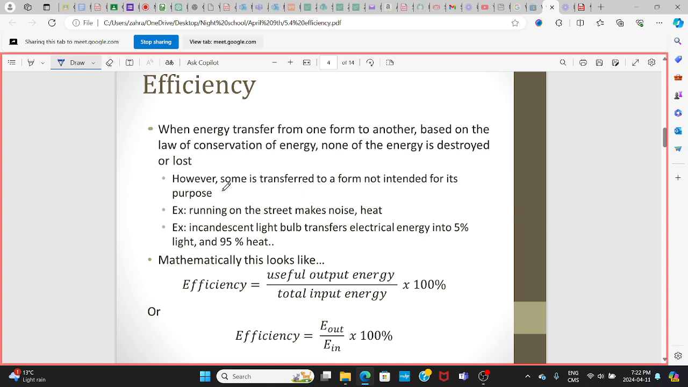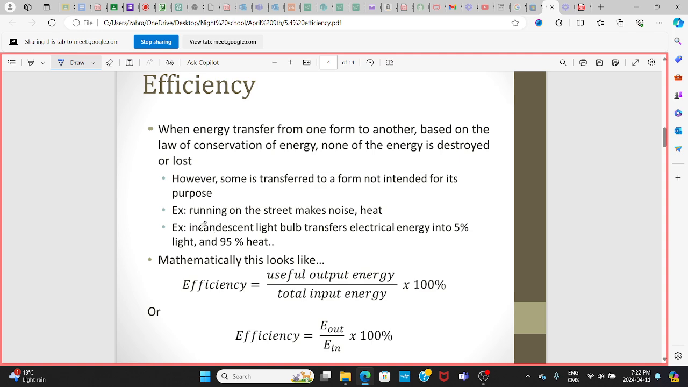Like what? When you are running on a street, it makes noise, and some of the energy will be wasted in terms of heat. Now, an incandescent light bulb transfers electric energy to 5% light and 95% heat. Looking at the second example, I think it makes more sense.